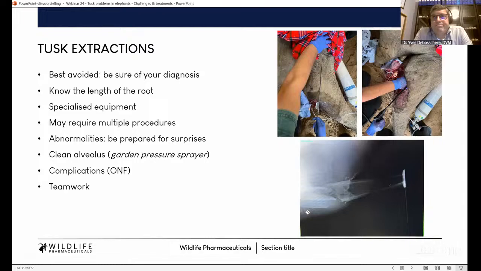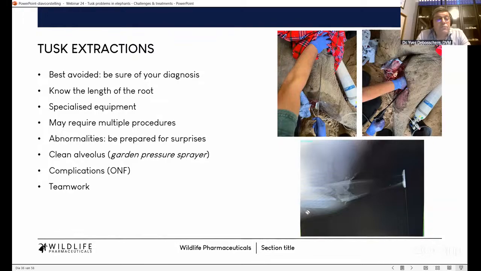There is no place where you can buy it. It can require multiple procedures, so know that it's sometimes possible that you need to go in a second time, that you cannot take it out all at once, unfortunately. And always be prepared for surprises, because a lot of abnormalities can occur in an inflamed pulp. The inflamed pulp can produce stones like ivory pearls, and can do a lot of things. So be prepared for abnormalities.